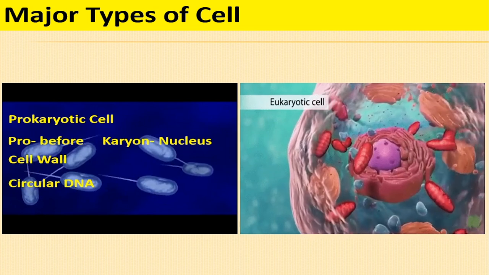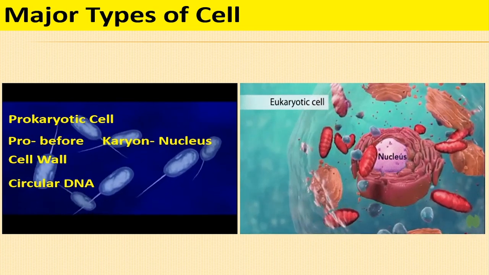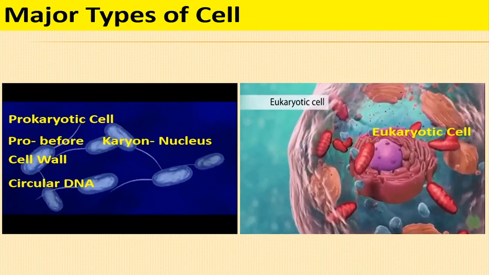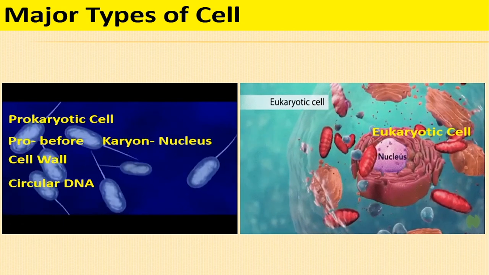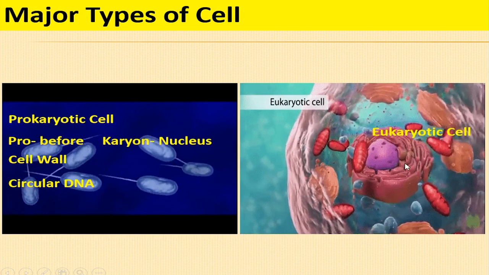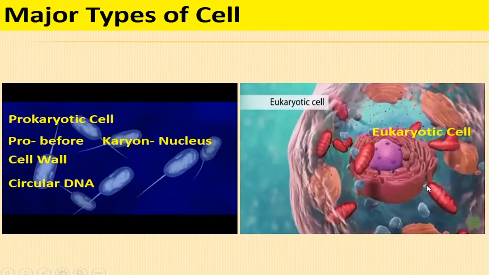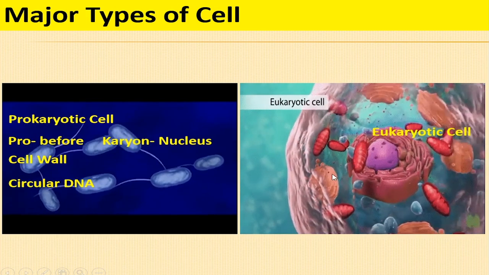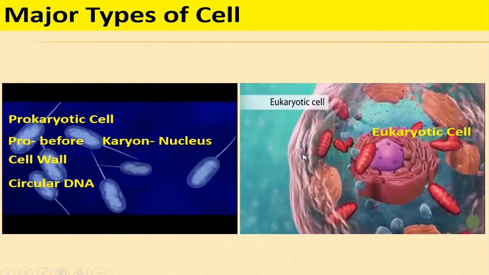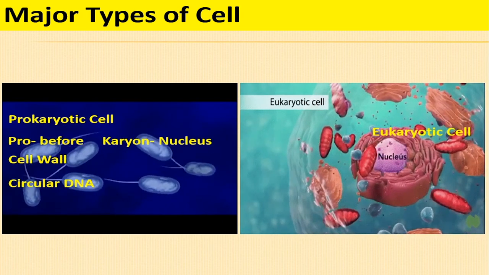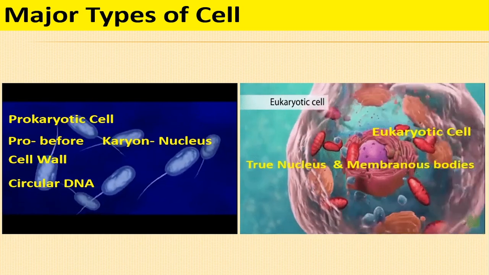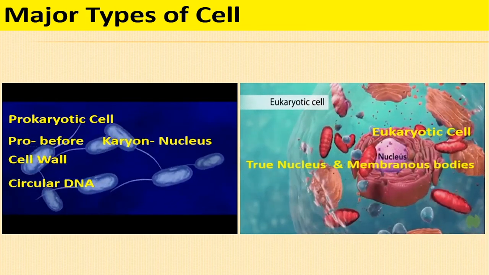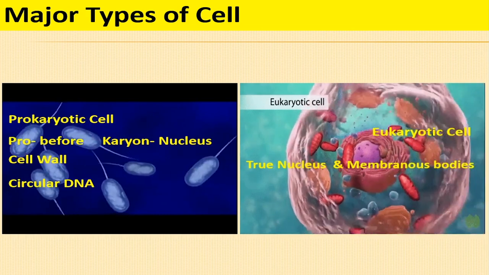We'll see the detailed differences between prokaryotes and the most advanced cells, the higher cells present in plants and animals. They are termed eukaryotic cells. In eukaryotic cells, you can see the nucleus in the center. Then there are a number of membranous structures, and you can see the red boot-shaped structures, mitochondria, Golgi bodies, endoplasmic reticulum, and the outermost covering is thin, which is known as the cell membrane. So a eukaryotic cell basically has a nucleus in the center, covered by a double membrane or nuclear membrane, and also has membranous bodies in the cytoplasm.